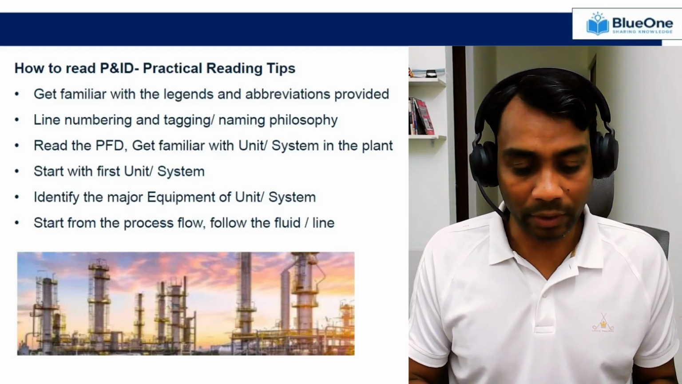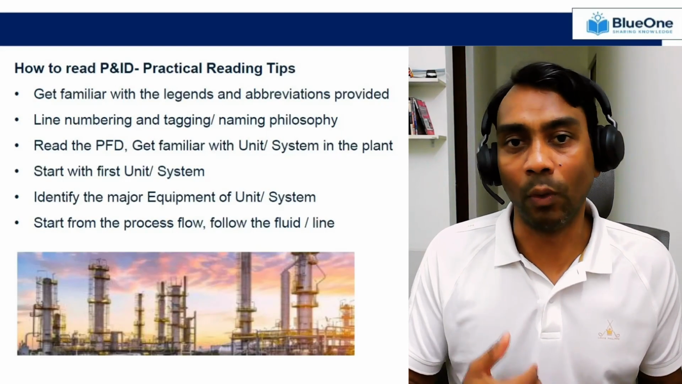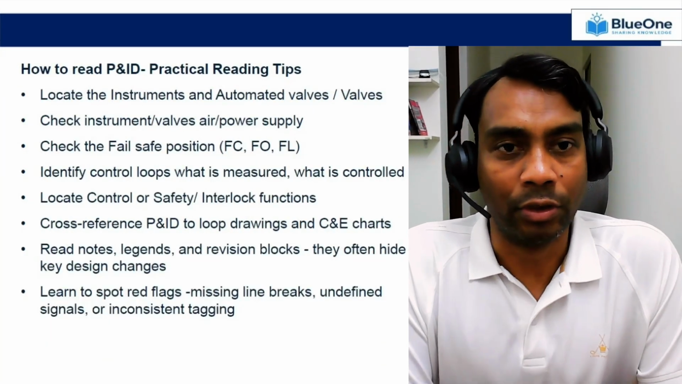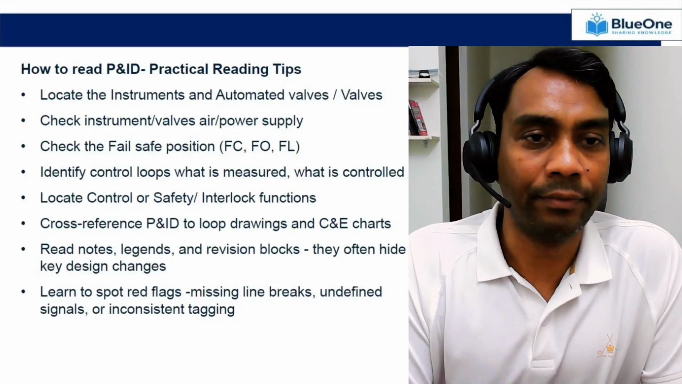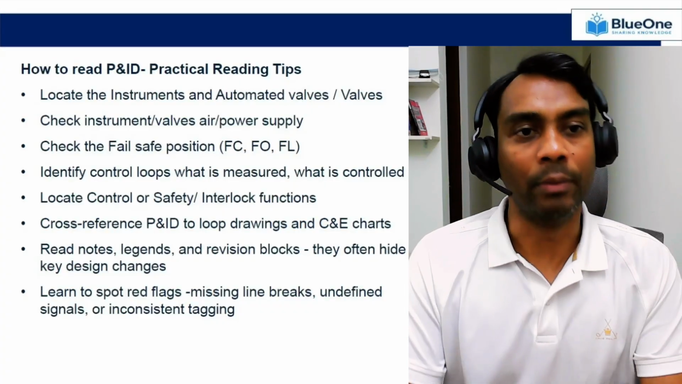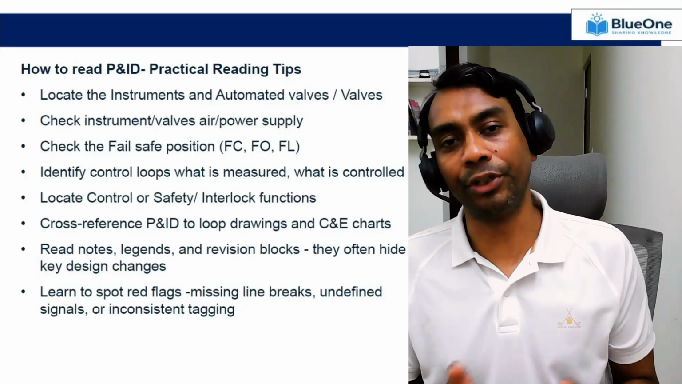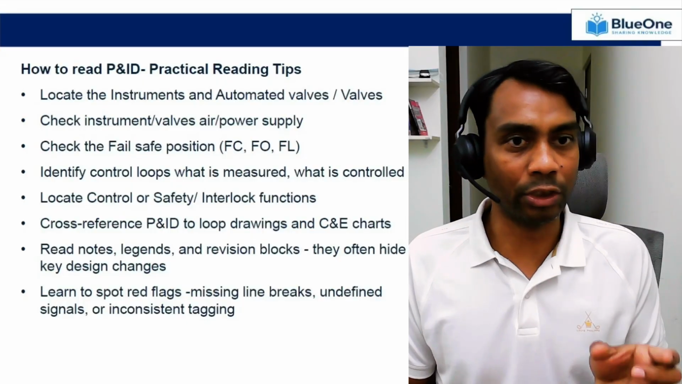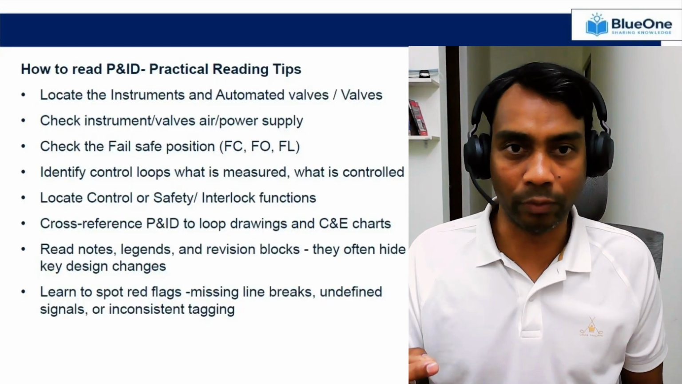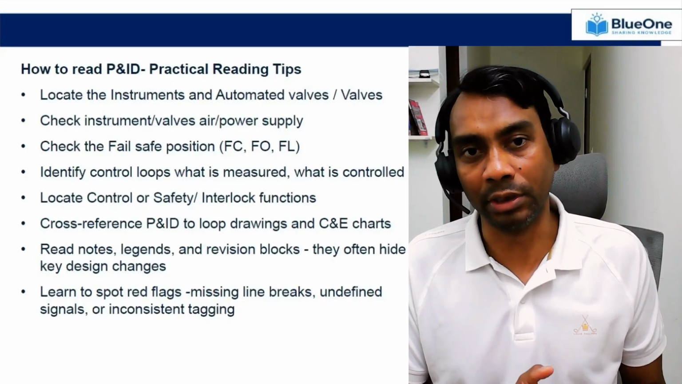Once you are familiar with the major equipment and flow lines, let's look at the instrument and automated valves or the manual valves. So now once you're comfortable identifying your process flow and major equipment, maybe you can focus your attention towards the instrumentation valves. So try to locate the instruments and the automated valves. Go through the tagging and naming philosophy to understand what type of the instrument it is and what are the loops and how it is driving.